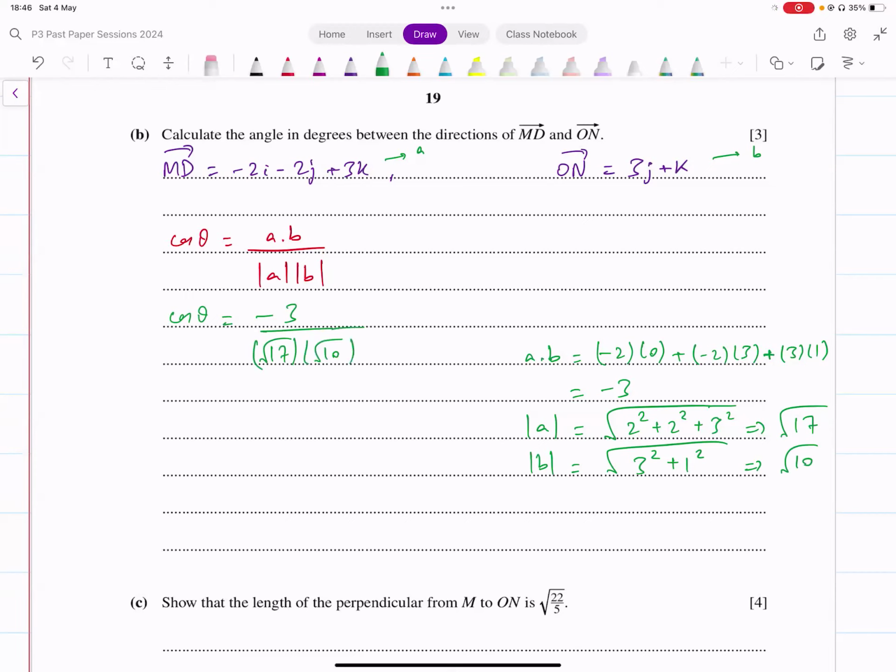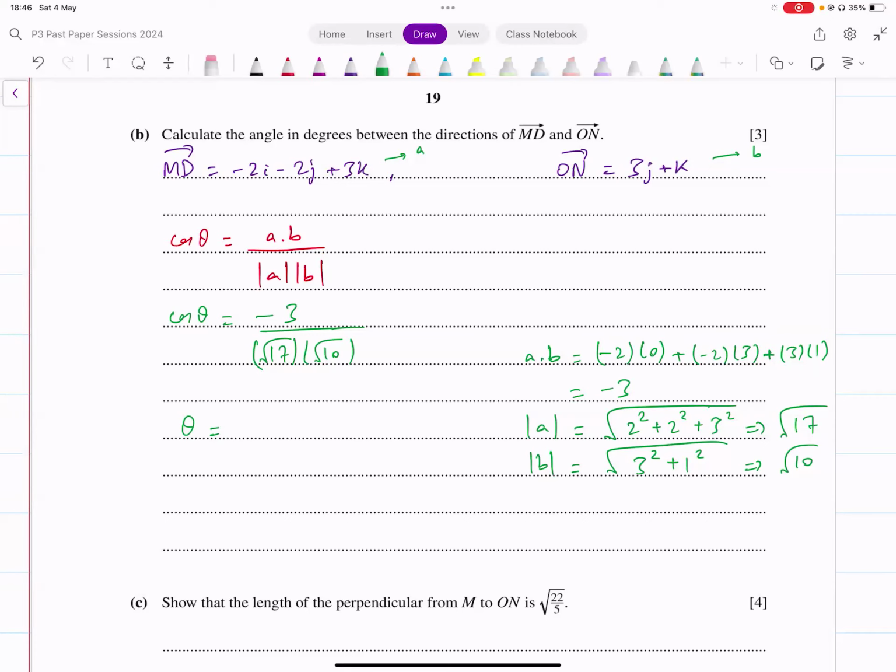Put this on your calculator directly. You'll get an obtuse angle for this, and that's all right. You can write this as an obtuse angle as well. That's perfectly okay. Or you can write the corresponding acute angle. Both of them are acceptable. Let's see what we get for this.